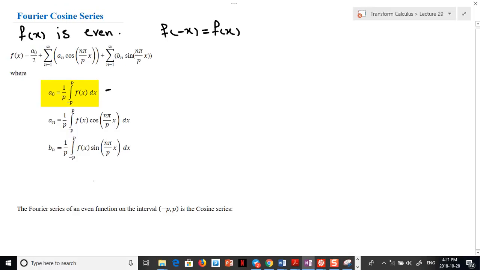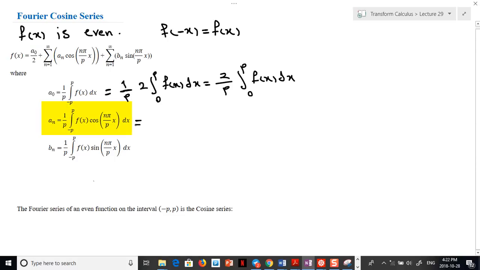So let's find a0 for an even function. Imagine f(x) is even. So we know that based on the properties of even functions, for a0 we have 1 over p, the integral from minus p to p of f(x) dx, which for an even function is equal to 2 times the integral from 0 to p of f(x) dx. As a result, a0 is equal to 2 over p, the integral from 0 to p of f(x) dx.